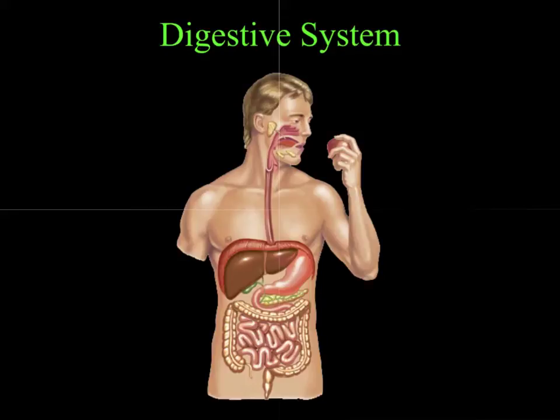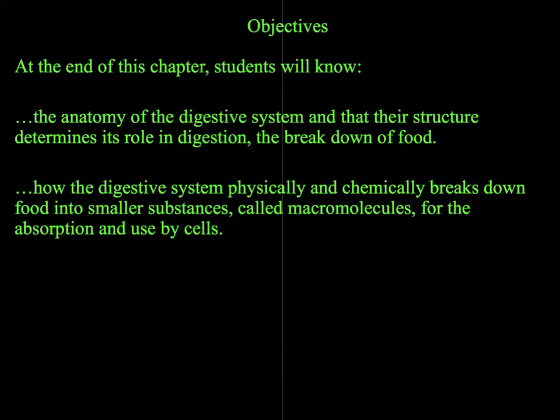The digestive system is the system responsible for breaking down food into smaller substances that the body can use. At the end of this chapter, you should know the anatomy of the digestive system and that their structure determines its roles in digestion, which is the breakdown of food, and how the digestive system physically and chemically breaks down food into smaller substances called macromolecules for the absorption and use by cells.